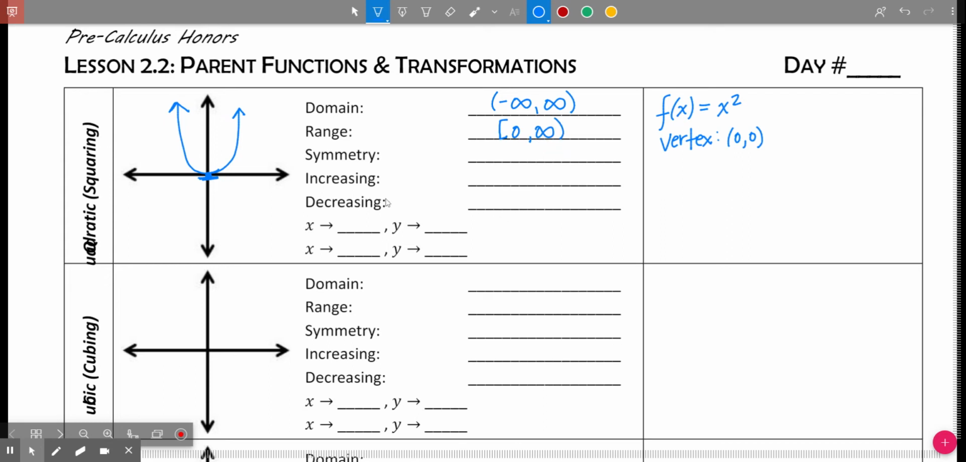A quadratic parent function is symmetric to the y-axis. That makes it an even function. The graph is increasing on the interval 0 to infinity and decreasing on the interval negative infinity to 0.